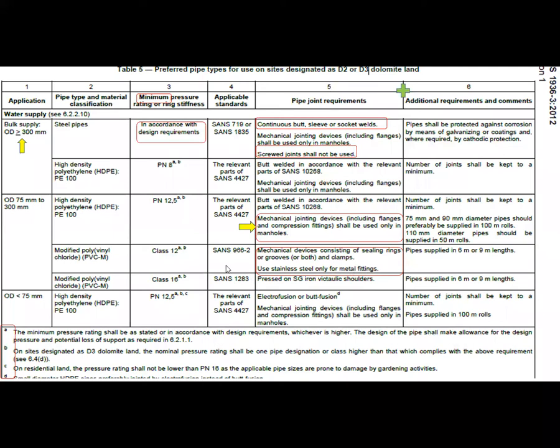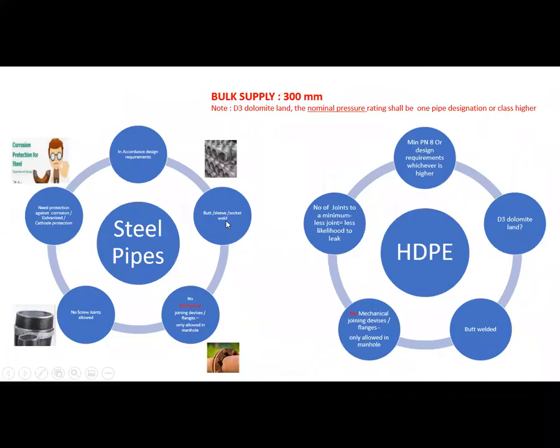It's a lot to take in, guys. And what I felt I wanted to do was just to try and make it a little bit easier. I do apologize, and just bear with me. I'm going to show you what I have tried to do to create an easier way to sum this up, but always refer back to the table for final stuff. I've basically put it as bulk supply, 300 millimeters, and I've broken it up into steel pipes that are allowed and HDPE. Let's just quickly run through it again.